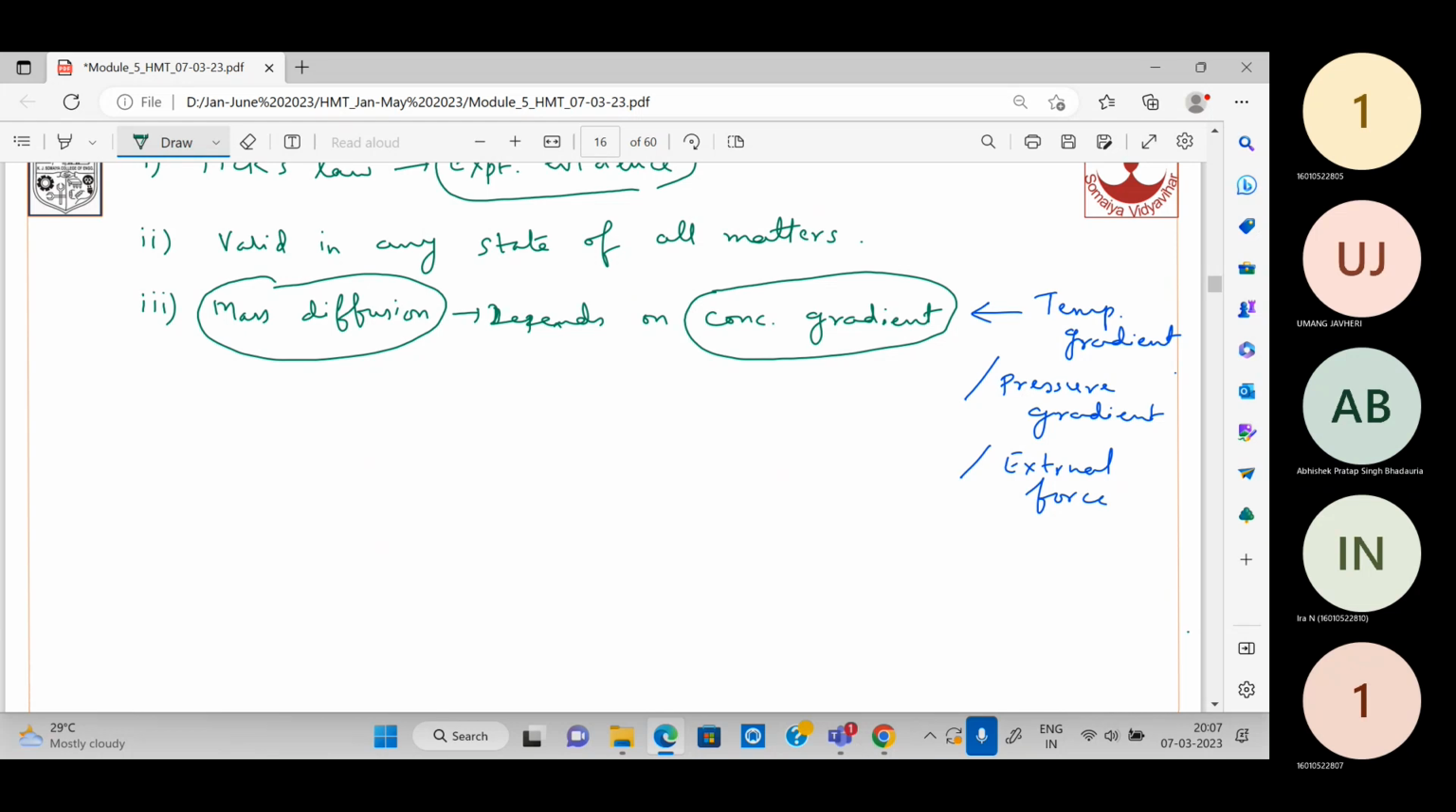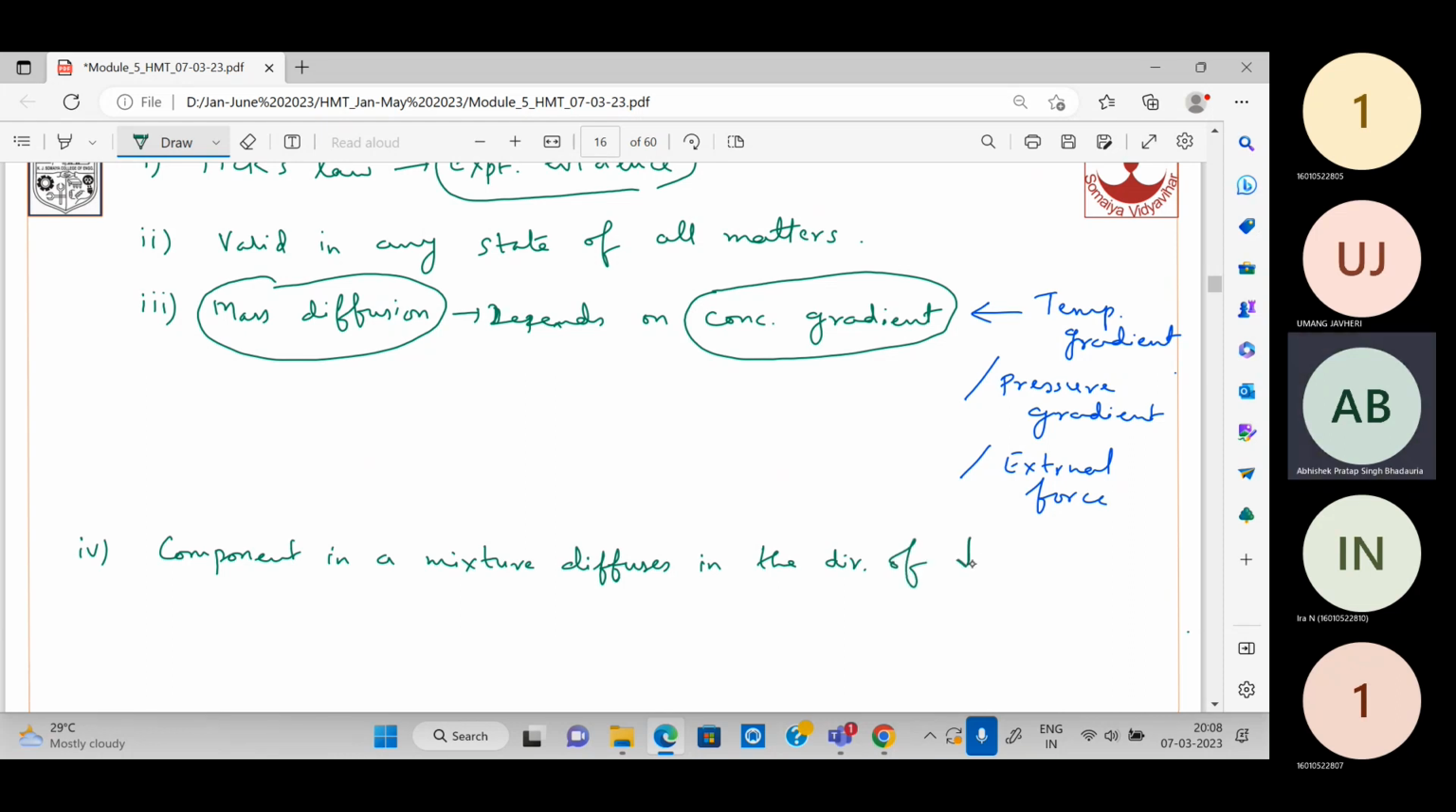So you can say the component in a mixture diffuses in the direction of decreasing concentration. Okay, very simple.